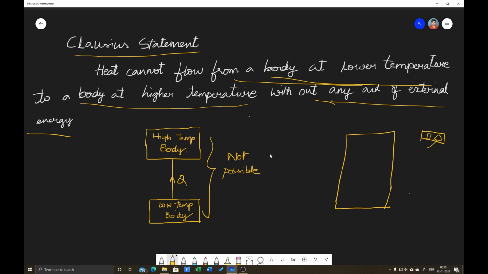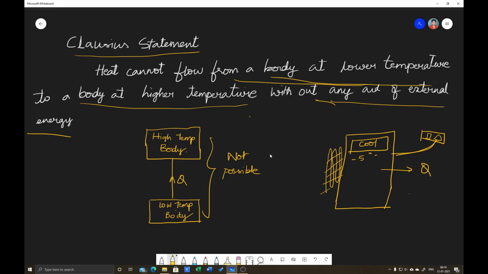From the refrigerator you will get power, we will give power to the refrigerator. So what a refrigerator does is it will cool the space inside the refrigerator by rejecting heat to the atmosphere. If you see the refrigerator backside, there will be a wire mesh which rejects heat to the atmosphere.